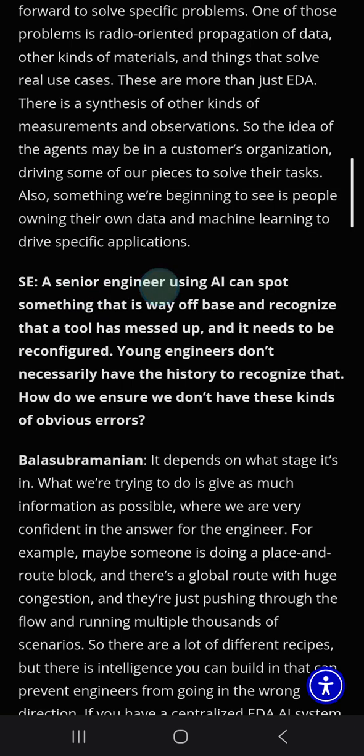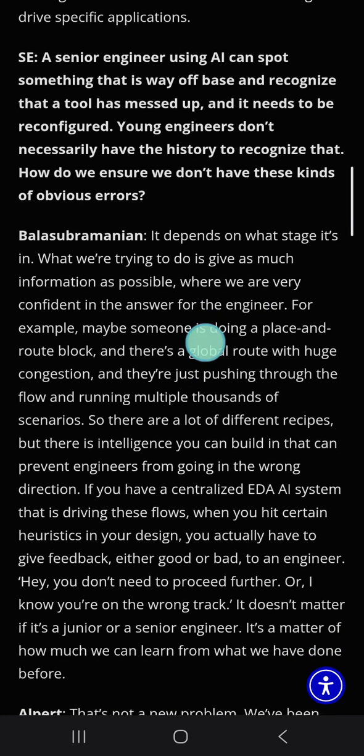Also, something we are beginning to see is people owning their own data and machine learning to drive specific applications. A senior engineer using AI can spot something that is way off base and recognize that a tool has messed up and it needs to be reconfigured. Young engineers don't necessarily have the history to recognize that. How do we ensure that we don't have these kinds of obvious errors?